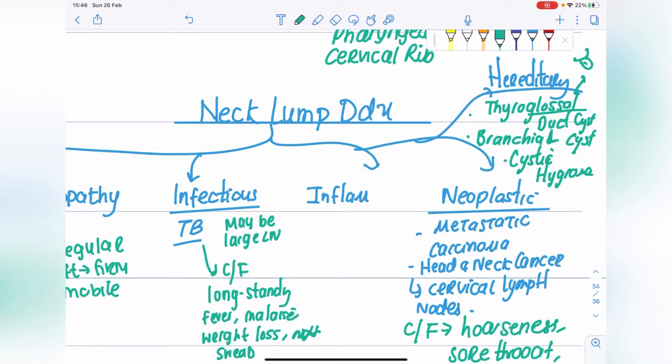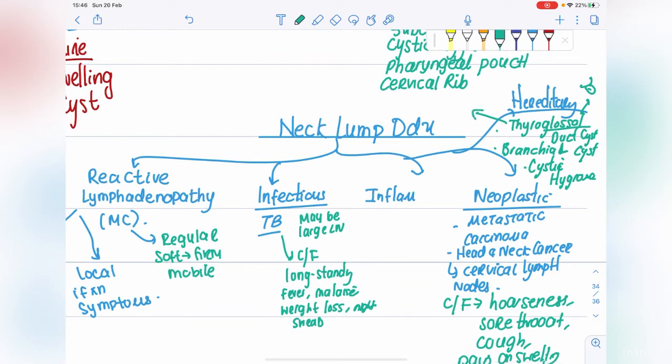And a branchial cyst, the branchial reminds me that it's lateral, okay? It's a lateral cyst. So thyroglossal is midline, branchial is lateral, and a cystic hygroma is posterior. So this is often found congenitally. Newborns are born with this.